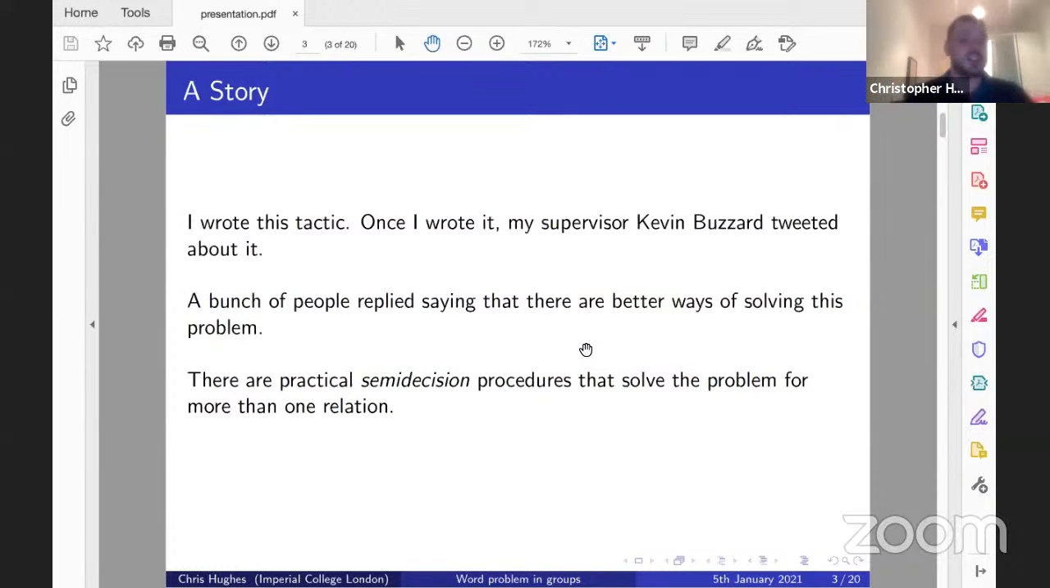Next slide. Okay, so I wrote a tactic that did this. I wrote this tactic, and Kevin Buzzard posted about this on Twitter, and it turns out this wasn't necessarily the best approach to writing this tactic. In fact, there are algorithms that do more than one relation, but they're only semi-decision algorithms. They'll probably be more useful as a Lean tactic.